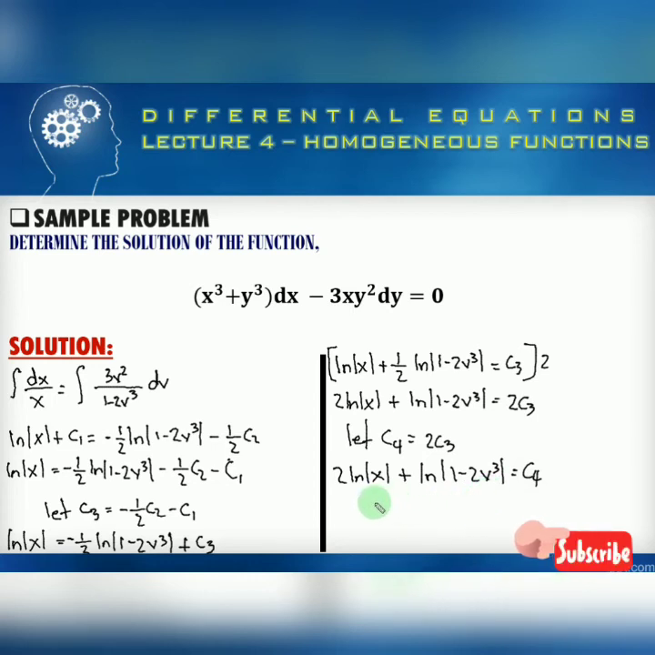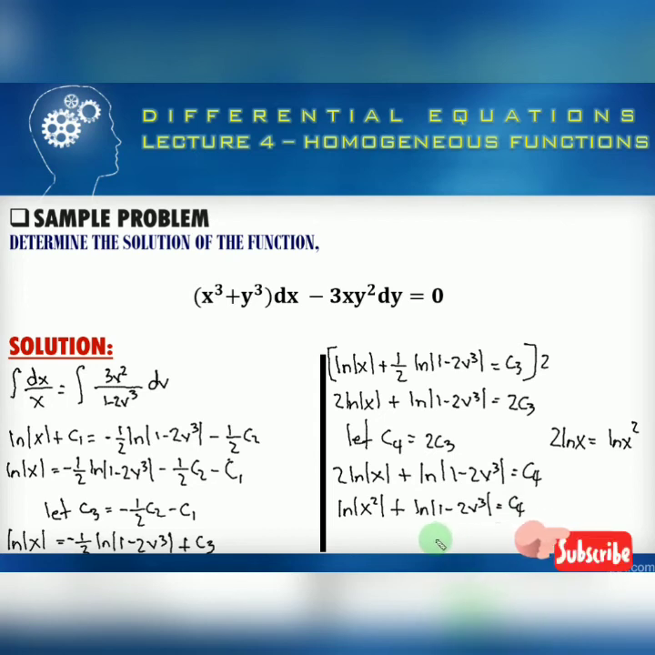So after this one, we can express this 2 ln x as just equal now to ln x squared. This is a property of the natural logarithm also. So this is also equal now to ln of x squared, plus this term here, ln of 1 minus 2b cubed, is equal now to c4.